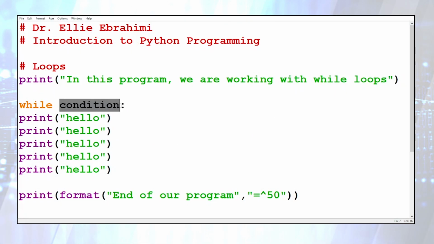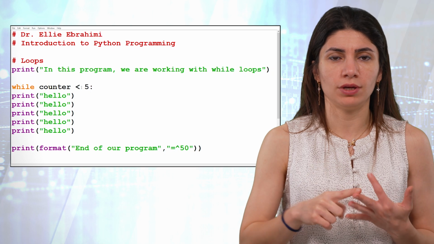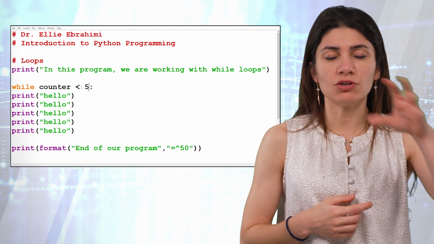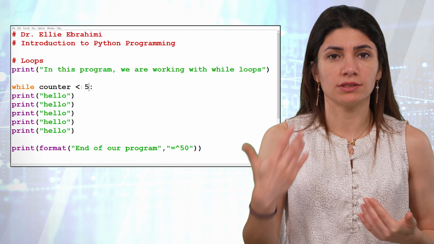For our condition, we want to repeat something 5 times. So I'm going to create a counter for myself that counts the number of times that we printed something. I'm going to say counter, and as long as this counter is less than 5, I'm going to keep counting: 1, and then 2, and then 3, and then 4, and then 5. As long as you haven't reached 5, I want to keep doing something.